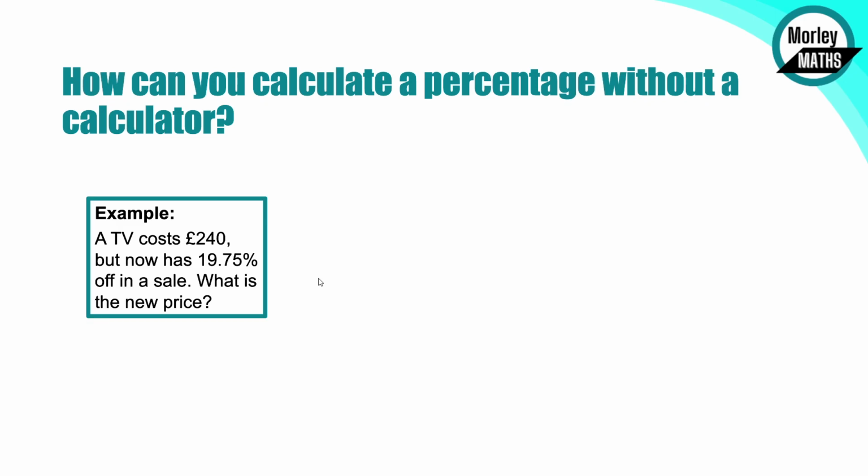A TV costs £240, but it's now got 19.75% off in a sale. What's the new price? So we can work out 10% and 1% by doing something called jumping decimals.